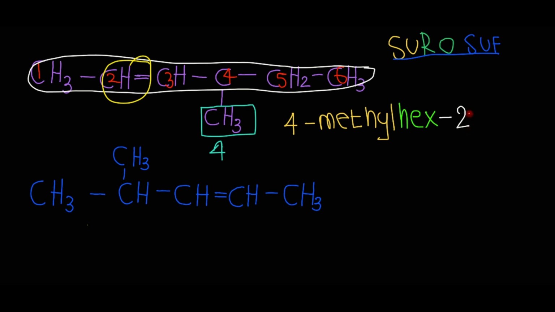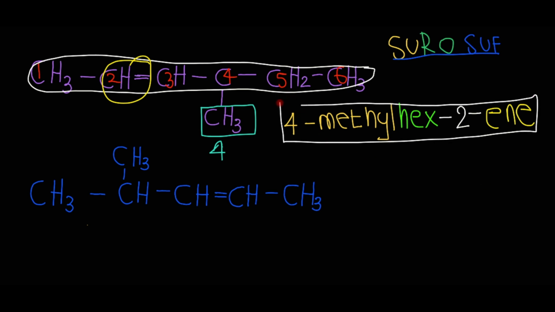Now we need to write the suffix. The suffix is the ending of the name, because this is an alkene. So we say ene. So this is our name, 4-methyl hex-2-ene. Let's see if we use that other name.